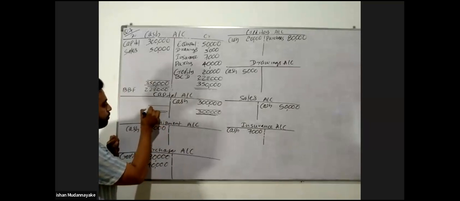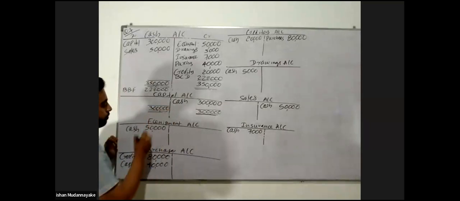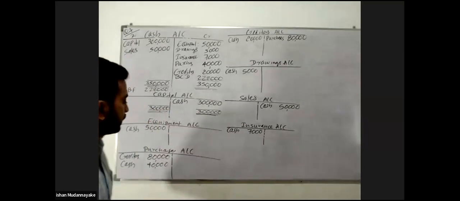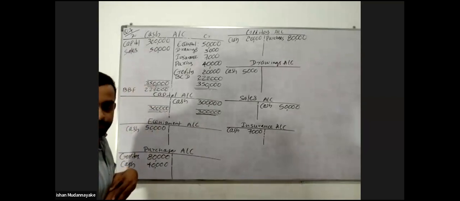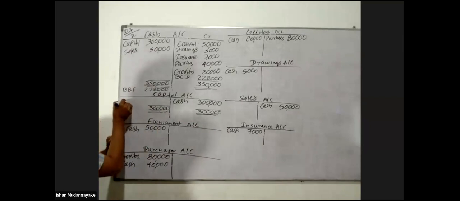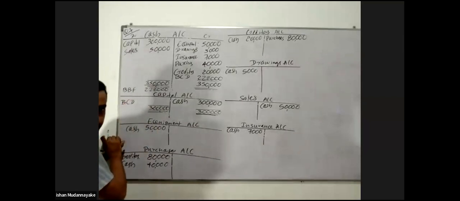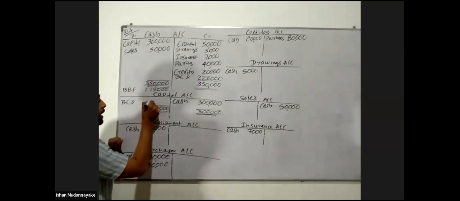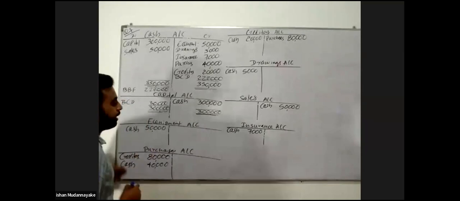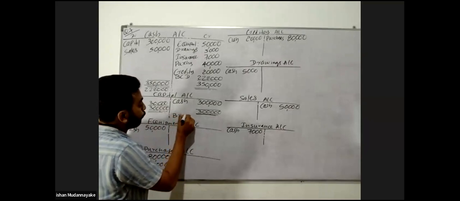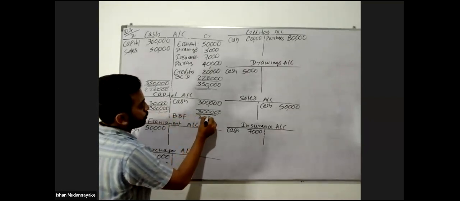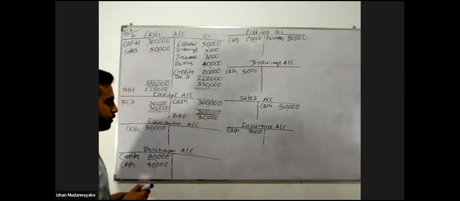And then transfer this 300,000 to the debit side. There is no balance to deduct in the debit side. Therefore, here balance carried down, BCD, 10,000. And here, balance brought forward 10,000.